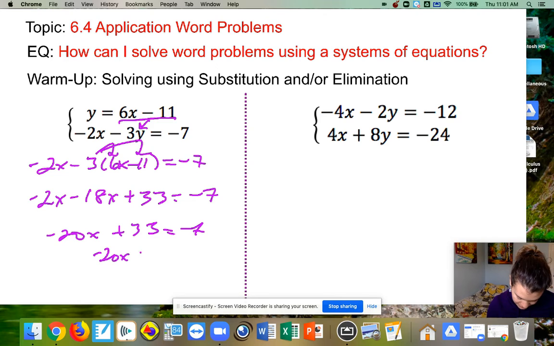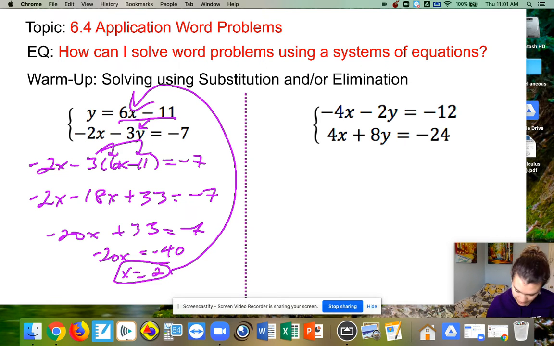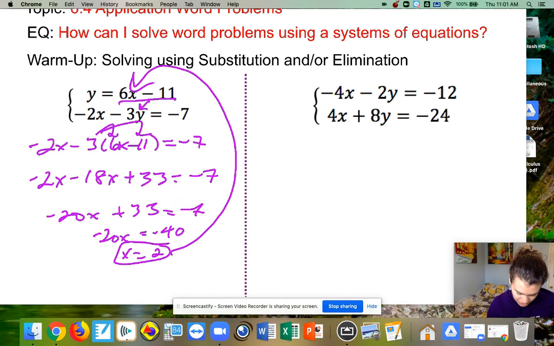Negative 20x equals negative 40. x is going to equal 2. Make sure to take that up and plug it back in up here. So you'll get y equals 6 times 2 minus 11, which if you simplify is going to give you 1. So you have 2 comma 1 as your solution.